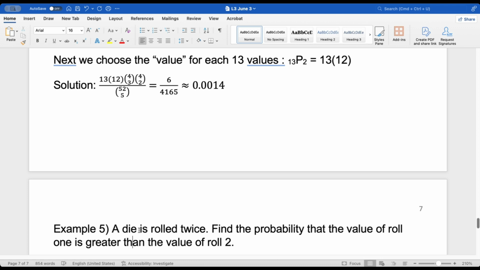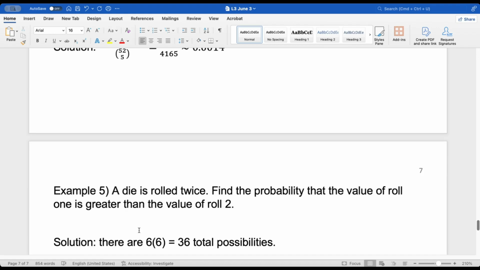All right, example 5 here. A die is rolled twice. Find the probability that the value of roll 1 is greater than the value of roll 2. We're going to take a little different approach here. Rather than listing out all the possibilities, we're going to use a shortcut and summarize here. So we have, from the multiplication principle, a total of 36 possibilities. 6 for the first roll, 6 for the second. 6 times 6 is 36.